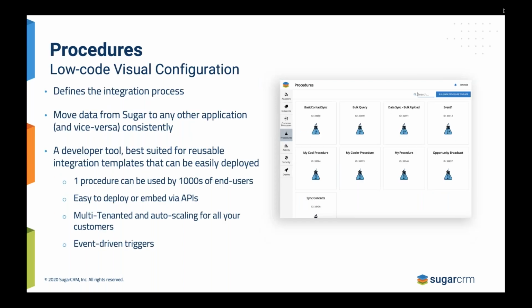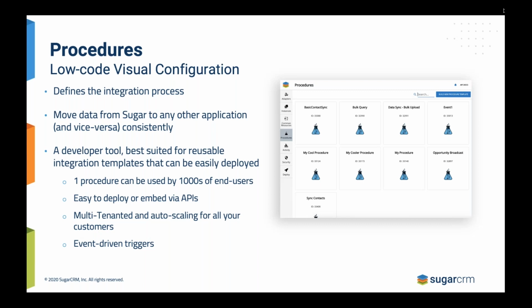And then procedures. Again, this is the most programmery interface of the Sugar Integrate building blocks. It's a low-code visual configuration tool. It allows you to define what your integration process is, what the use case is that you want to support. You can use it to touch Sugar or one other application or multiple different applications. It's really flexible. It's a really powerful development tool.